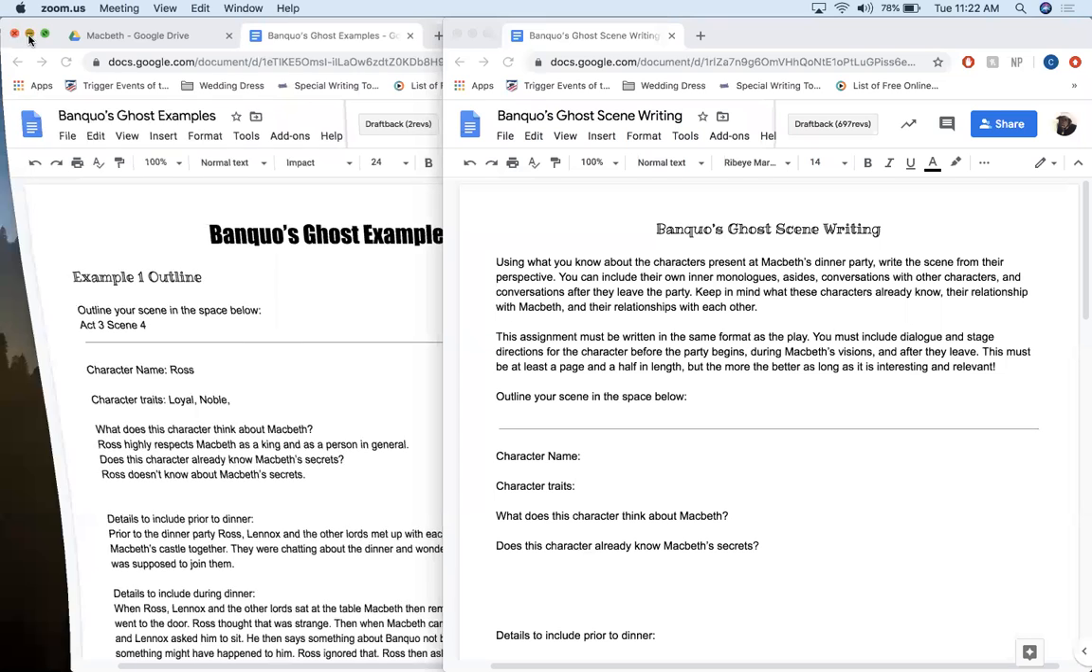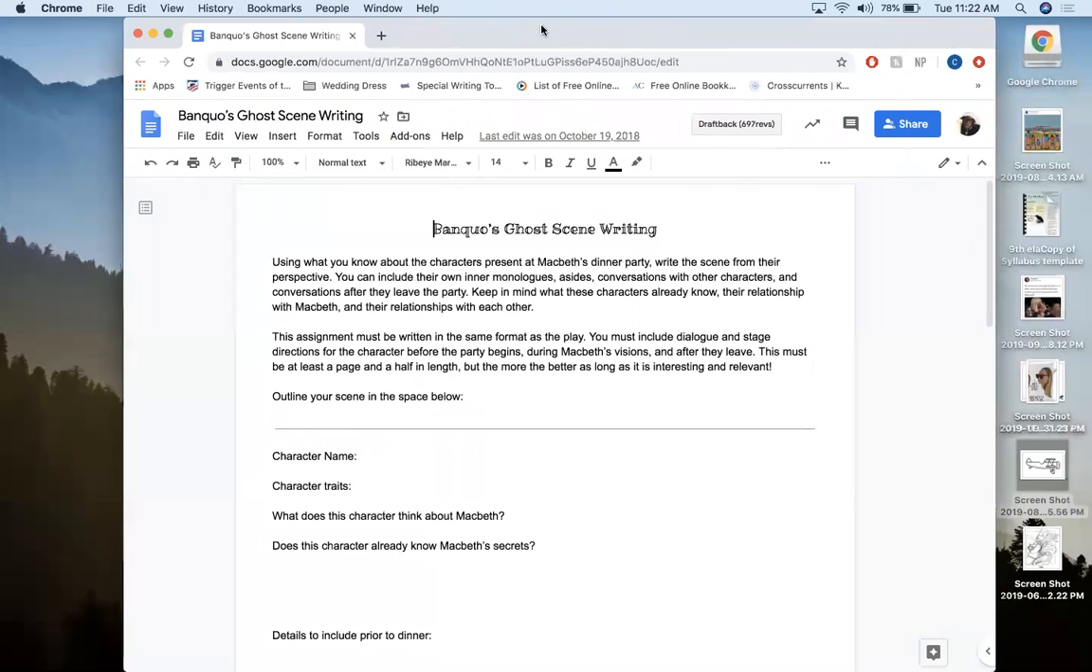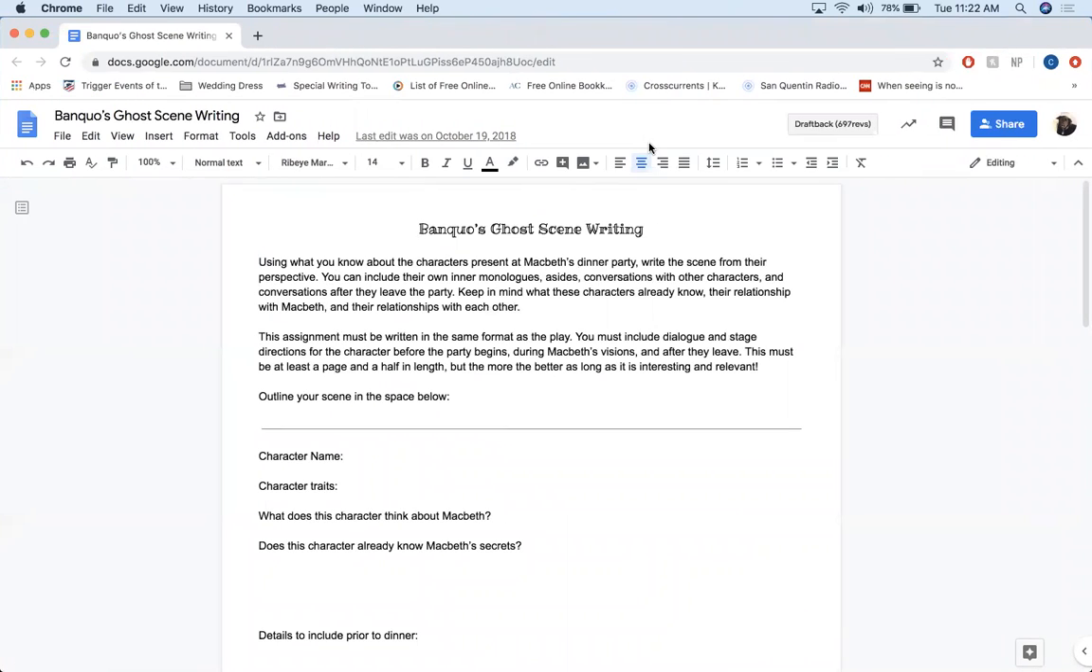Hi, everyone. So I am going to go over the Banquo's Ghost scene writing assignment. Based on that long scene we read yesterday, scene 4, where Macbeth sees Banquo's ghost at the dinner, kind of goes crazy. We know what Macbeth is seeing and what he's thinking because we know a lot about Macbeth.